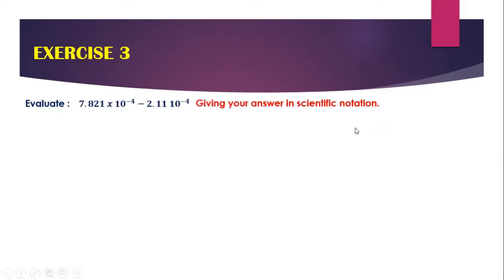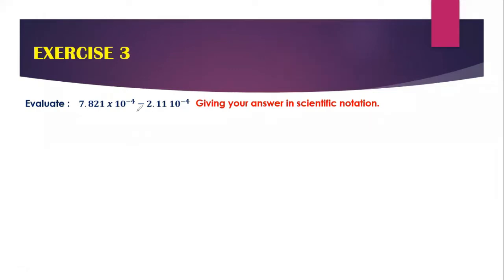Okay, so then go to exercise 3. Evaluate 7.821 times 10 to the power minus 4 minus 2.11 times 10 to the power minus 4. Giving answer in scientific notation. Okay, giving answer in scientific notation.